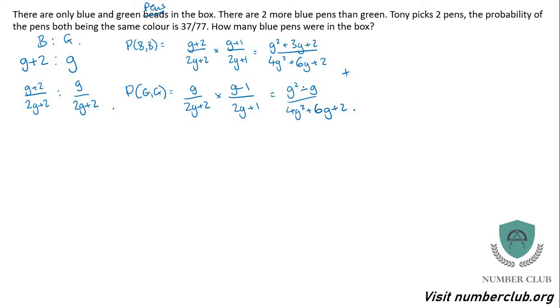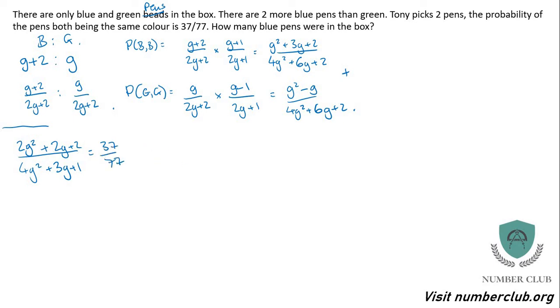Now, it's not luck that the denominators are exactly the same. Of course they're going to be exactly the same. When we add these up, we're going to end up with G squared plus G squared, which is 2G squared. We're going to end up with 3G take away G, which is going to be 2G. Okay, and we're going to end up with 2. So we'll get 2G squared, put a little line there just so you can see that I'm moving on, plus 2G plus 2 over 4G squared plus 6G plus 2 is equal to 37 out of 77.